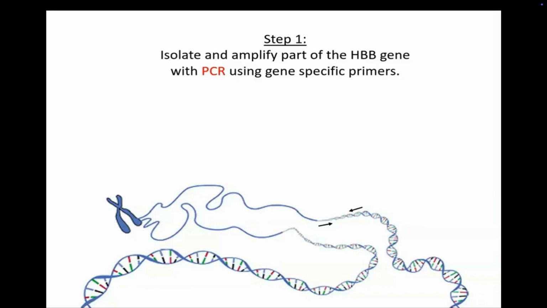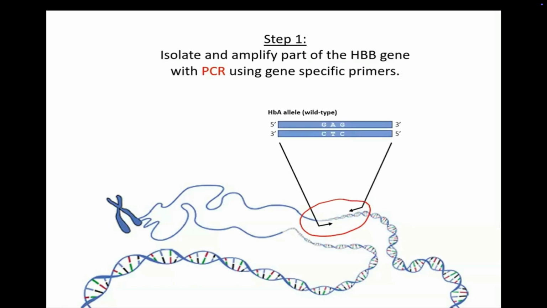Okay, so for our particular PCR reaction, we're going to use primers that amplify that section of the HBB gene that surrounds that mutation site. So we have primers on either side of that position, and what's going to happen is that we're going to amplify, make many, many copies of the portion of the gene surrounding that sequence.